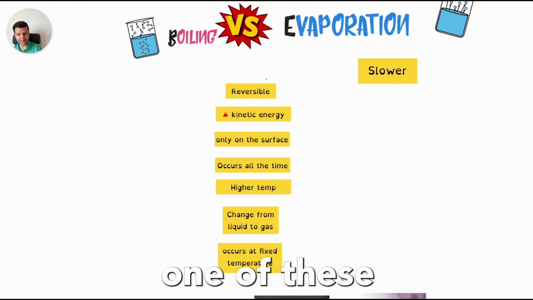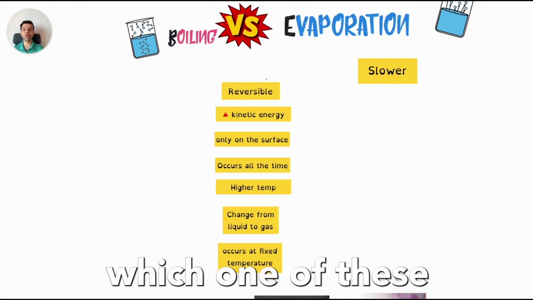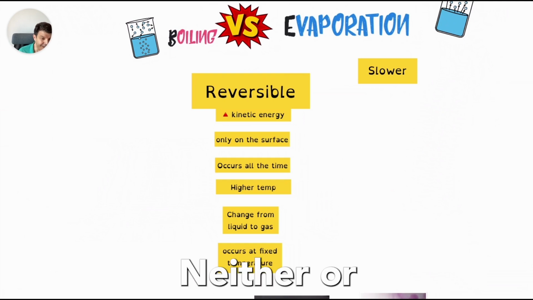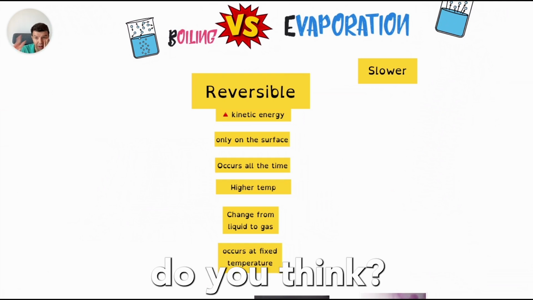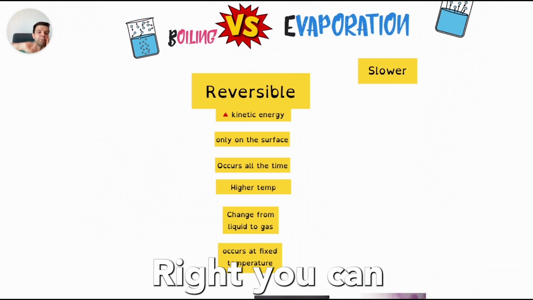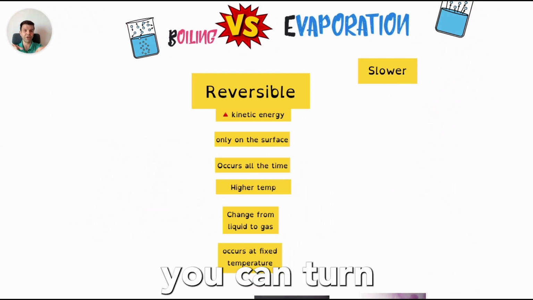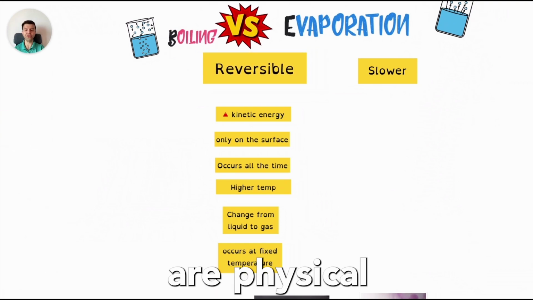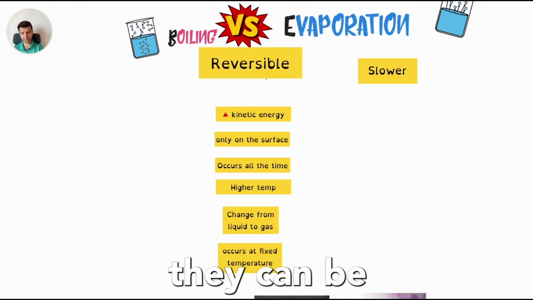Which one of these is expected to be reversible? Which one of these can you reverse? Evaporation or boiling? Neither or both? What do you think? Both, right? Either way, you can condense, you can turn gas to liquid once again. So both processes are physical changes and they can be reversed.